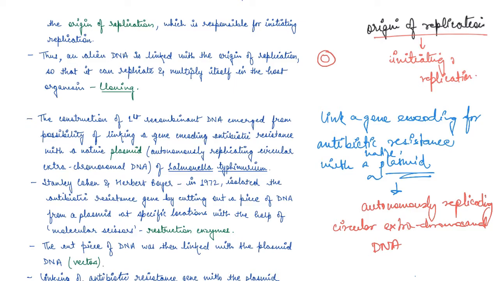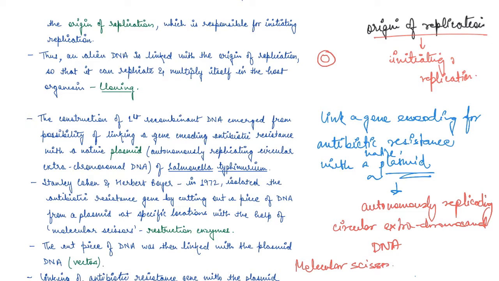Now we took a plasmid of Salmonella typhimurium, right? In 1972, Stanley Cohen and Herbert Boyer accomplished this artificial recombinant DNA molecule by isolating the antibiotic resistance gene and cutting out a piece of DNA from the plasmid which was responsible for conferring antibiotic resistance. Now, cutting of DNA at a specific location became possible only after we got to know about what? Molecular scissors.